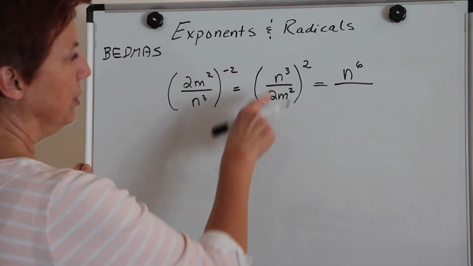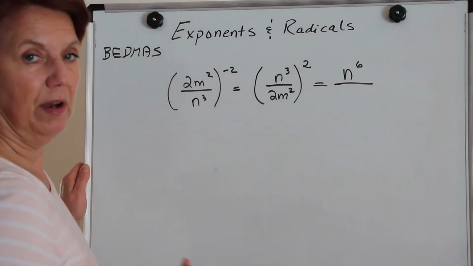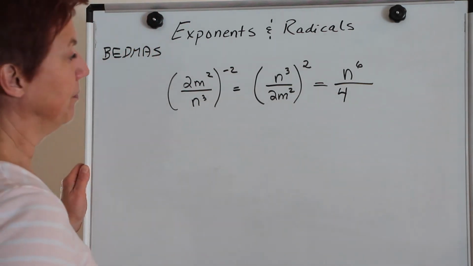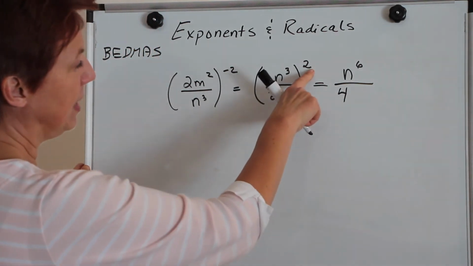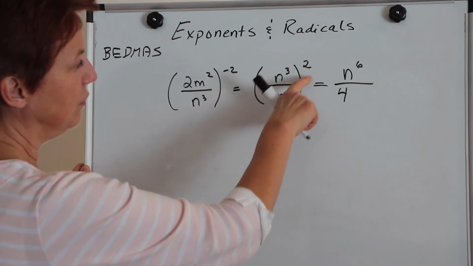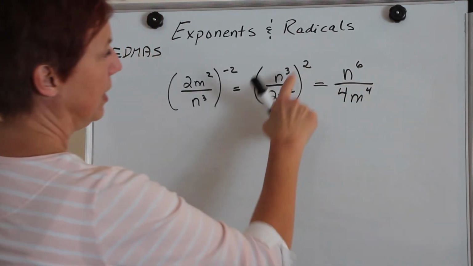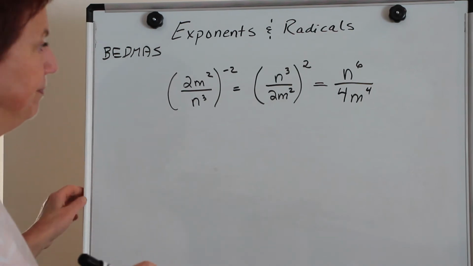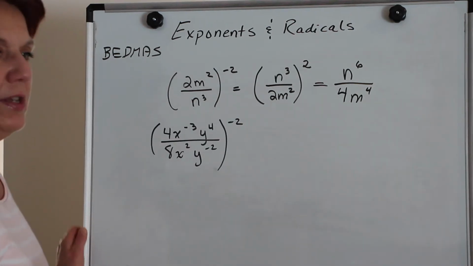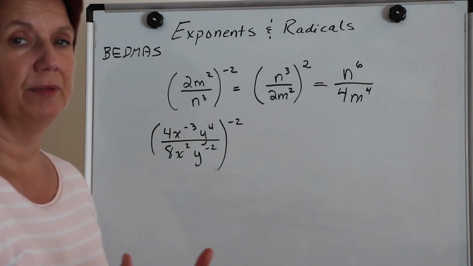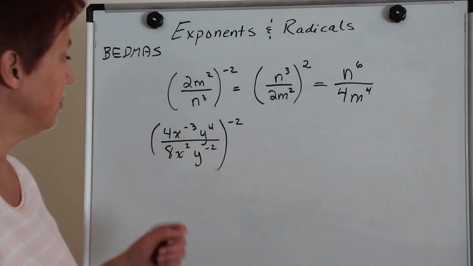On the bottom, you wouldn't write 2 squared. Why not? Because you can do 2 squared. It's easy, it's 4, right? So you just write the 4. And then m squared to the power of 2 is 2 times 2, so it's going to be m to the power of 4. We're not adding those 2s, we're multiplying them. So eventually you're going to come up with preferences on how you tackle some of these more complex ones.